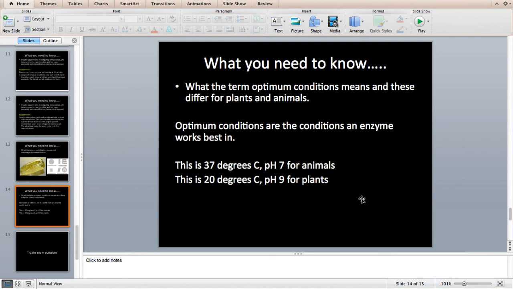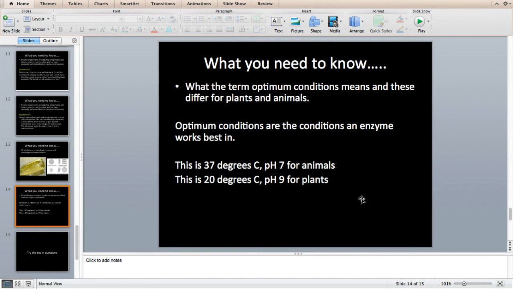And the optimum conditions, girls, finally. So optimum conditions, girls, are the conditions that enzymes work best at. They differ for plants and animals. So for animals, the temperature is 37 degrees Celsius, pH 7, okay, for most enzymes. Now, not all enzymes, remember, pepsin is one that has a preference for low pHs because it's found in the stomach. And then for plants, girls, temperature is obviously lower, 20 degrees Celsius, and around pH 9 for plants, so slightly more alkali.